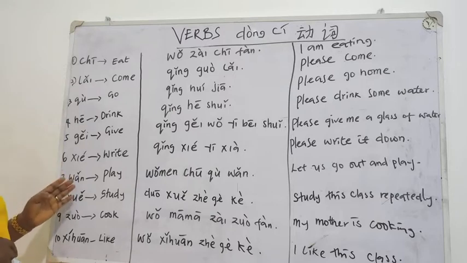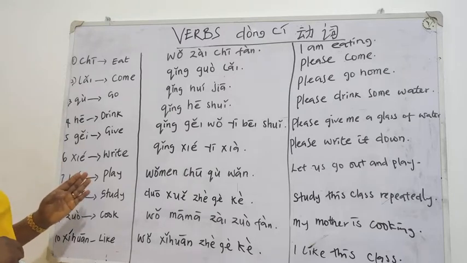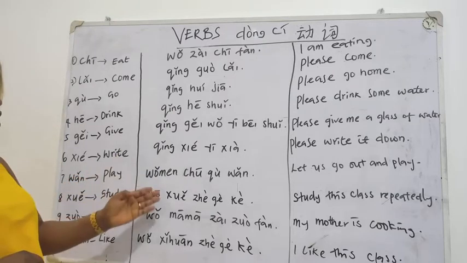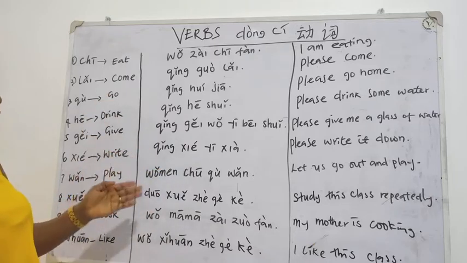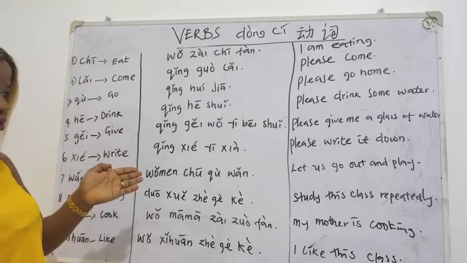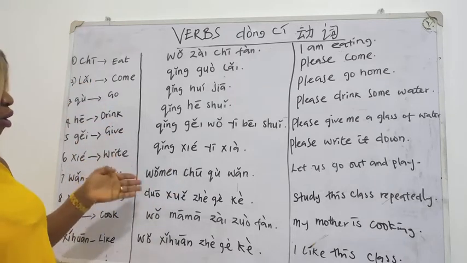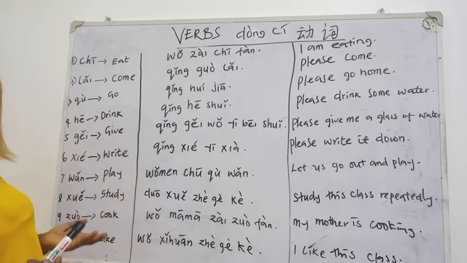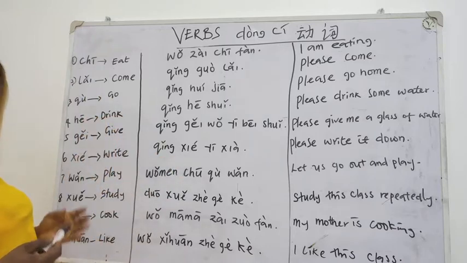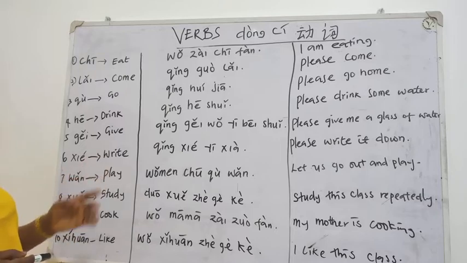Then 7. 玩, play. 我们出去玩, let us go out and play.